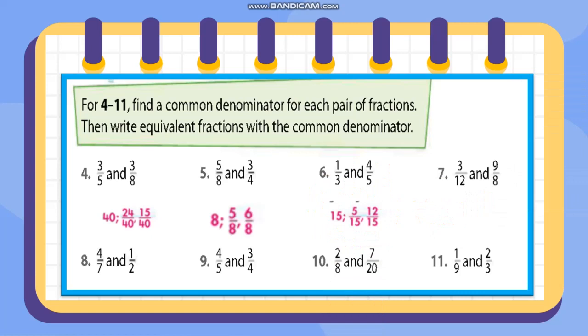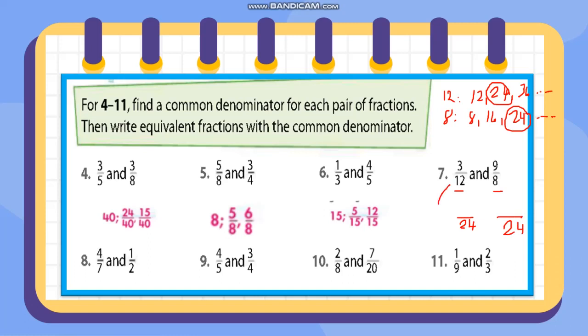Next, 3/12 and 9/8. So I have 12 and 8. Okay, so finding the common multiple of 12 and 8. So I have 12, 24, okay, 36, and so on. I have 8, 16, 24, and so on. So I need to stop because I have now in common the least one, which is 24. So I will use that 24 as my common denominator. So the common denominator now is 24.